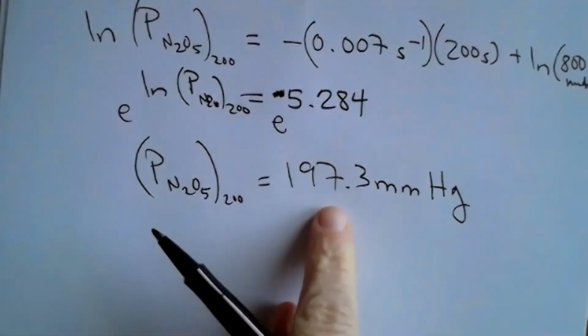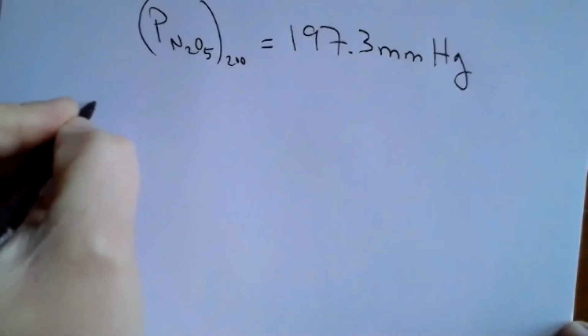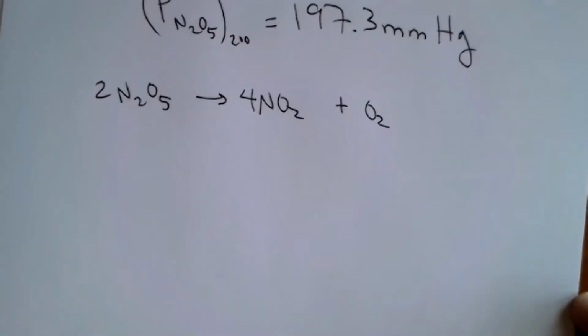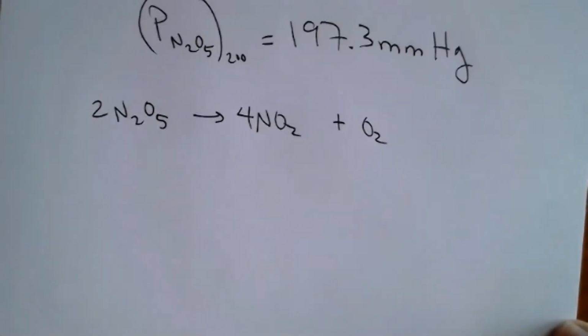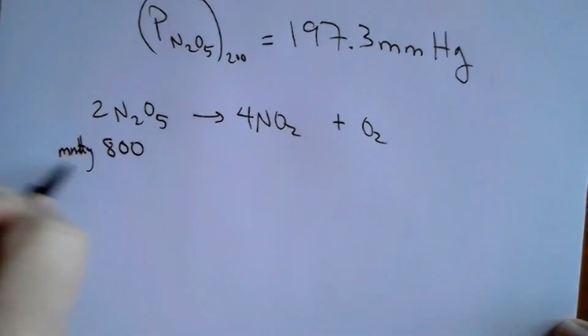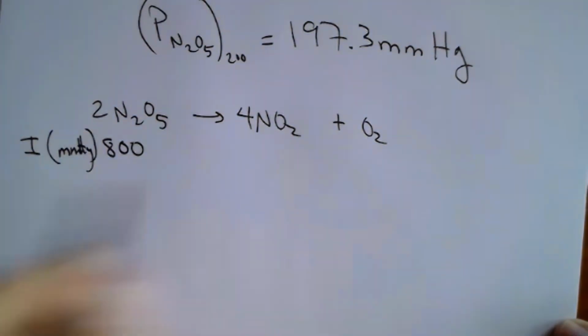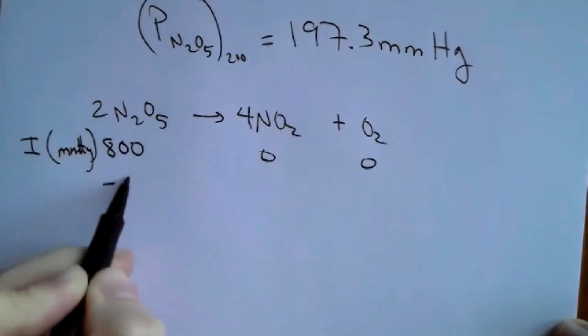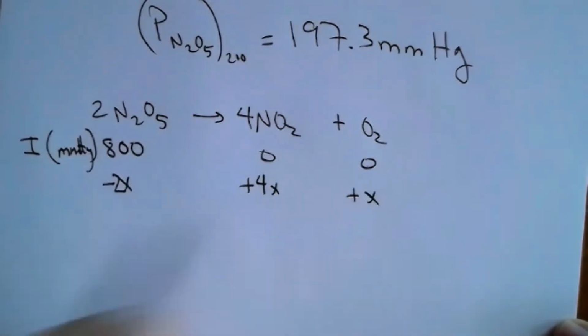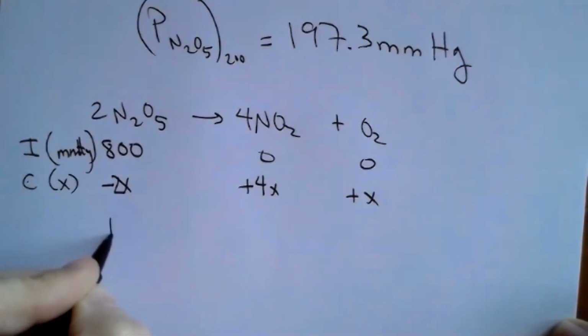That's my pressure of my reactant. But my question says, what's the pressure in the container after 200 seconds? So here's where my ice table comes in. I'm going to rewrite the equation down here for ease. Our equation sadly did not have physical states, but it should have. They're all gases. I started out with 800 millimeters of mercury initial pressure. None of this, none of that. I lost 2x. I gain 4x. I gain x. I know in the end, I've got 197.